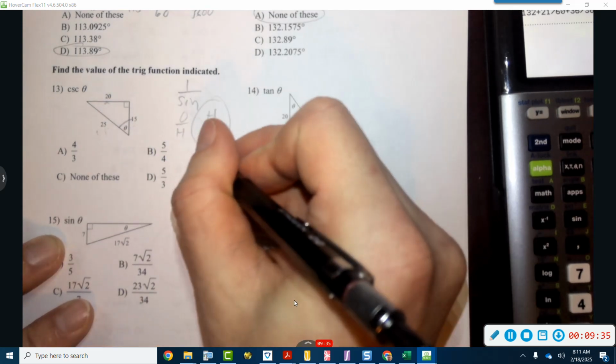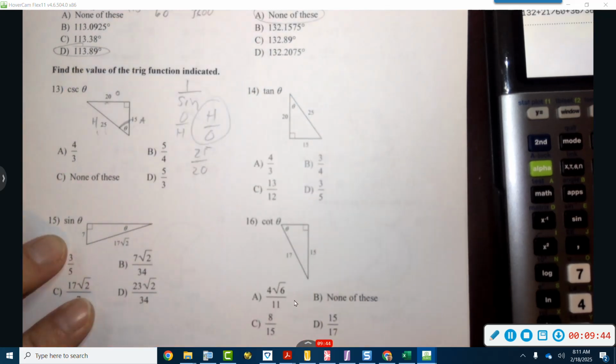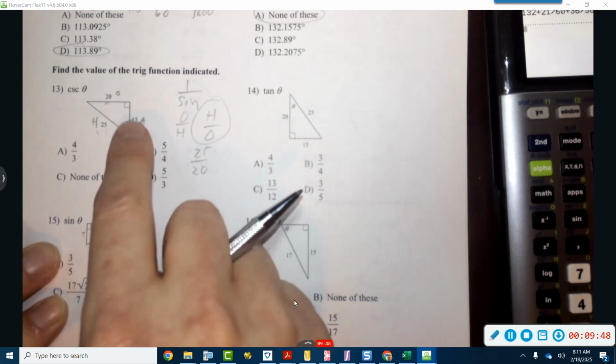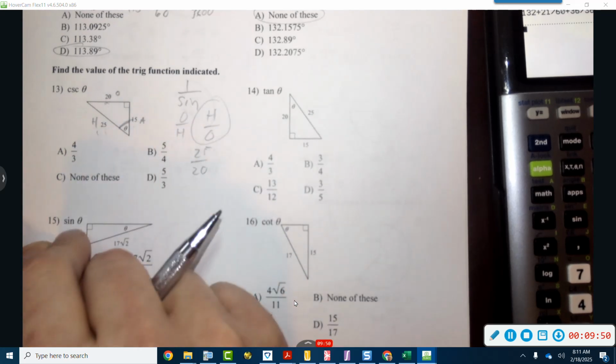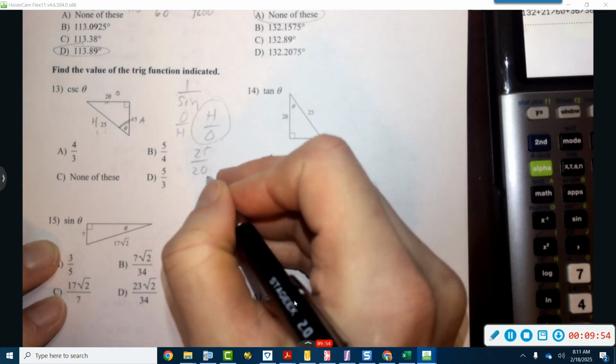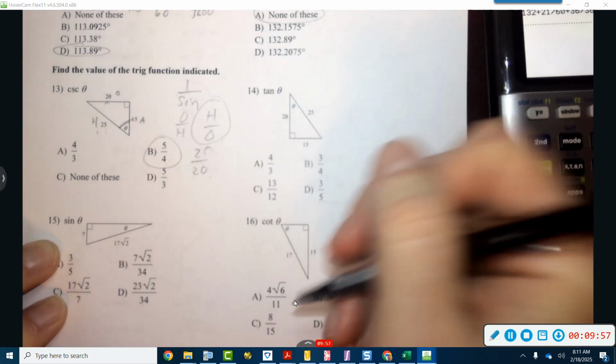So that's 25 over 20. Let me just slow down for a second. Before we do these, it's good to label these as what you have. The hypotenuse is 25, opposite is 20, adjacent is 15, and now that you've got them all labeled, you can get any trig function you want. This ended up being 25 over 20, so that would be 5 over 4 once you reduce the fraction.